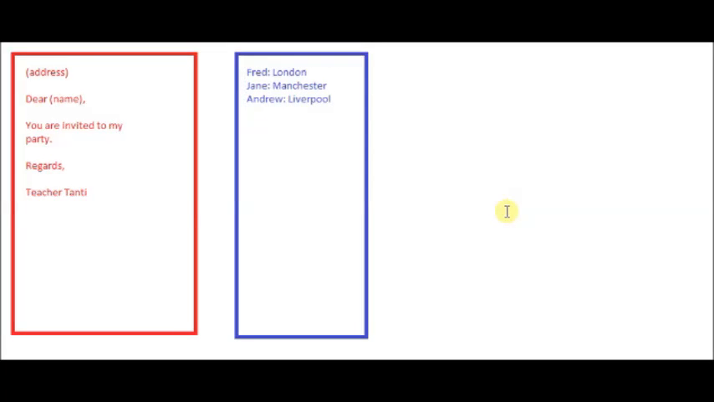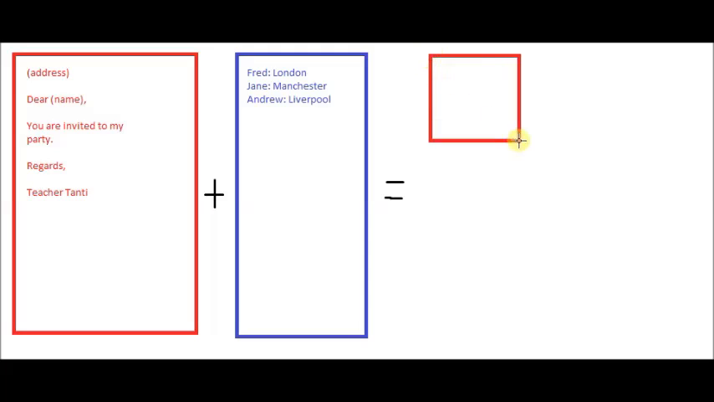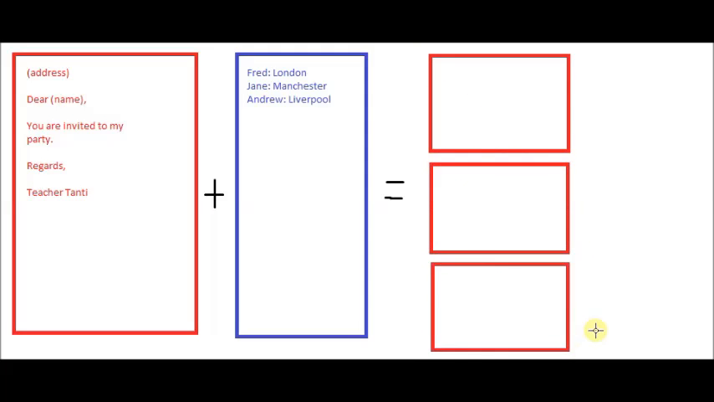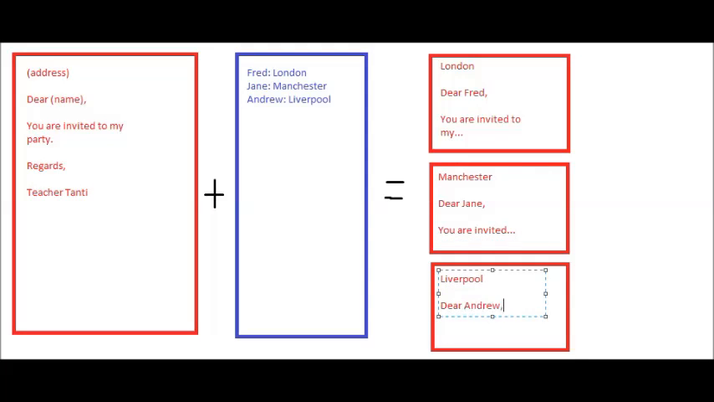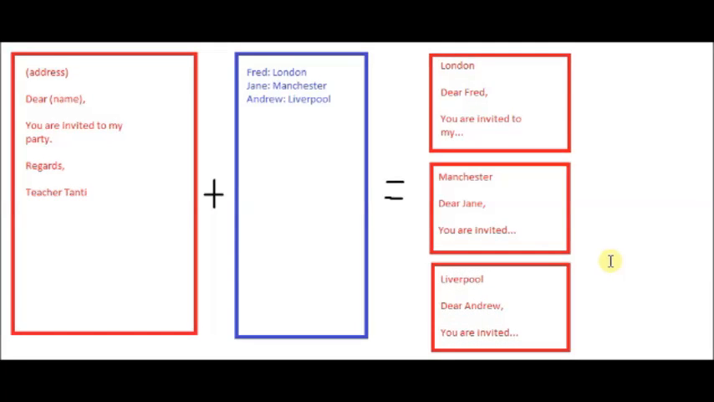Now what we want to do is to tell Word, hey, take this letter and replace all of those placeholders in brackets, the address and name, with the actual address and name of each of my friends. So I want 3 letters for each of my 3 friends. But I want one letter to say London at the top and then say Dear Fred, another letter to say Manchester at the top and then say Dear Jane, and another letter to say Liverpool at the top and then say Dear Andrew. And that's what mail merge is. It's the automatic merging of an address list with a template of a letter which has placeholders which are to be filled in by the details of each person.